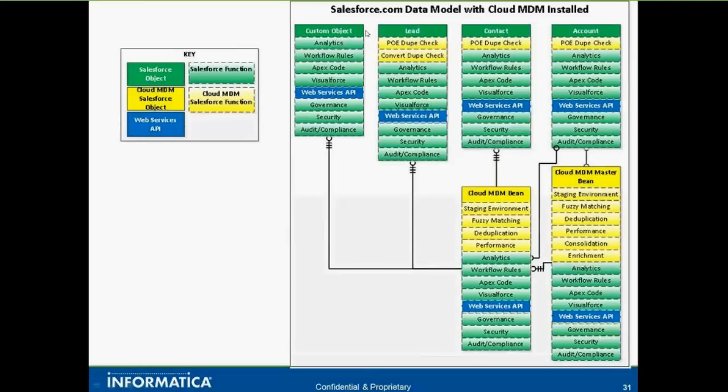Up here on the top, we've got almost exactly the same structure we just looked at in the schema. Leads, contacts, accounts, custom objects, all represented by the solid green up here. Anything in the light green, however, is an attribute of Force.com that all Salesforce customers enjoy, including the Cloud MDM custom objects, the bean and the master bean. Everything in yellow is what Cloud MDM brings into Salesforce that never existed before. So a staging environment, that complete business logic, comprehensive fuzzy engine that includes duplicate remediation, consolidation, and enrichment of data.